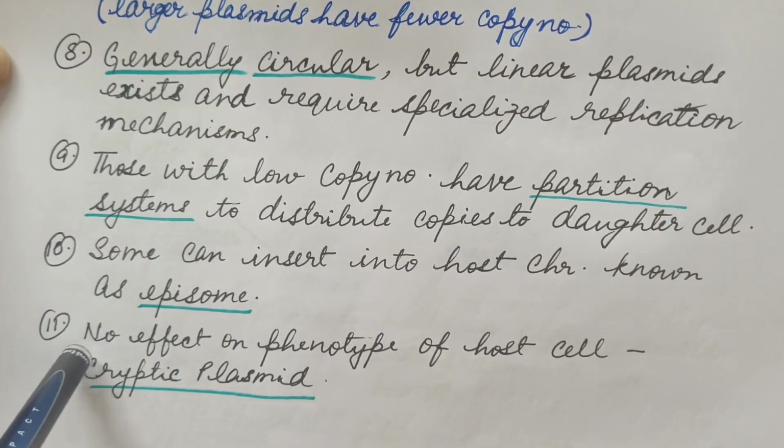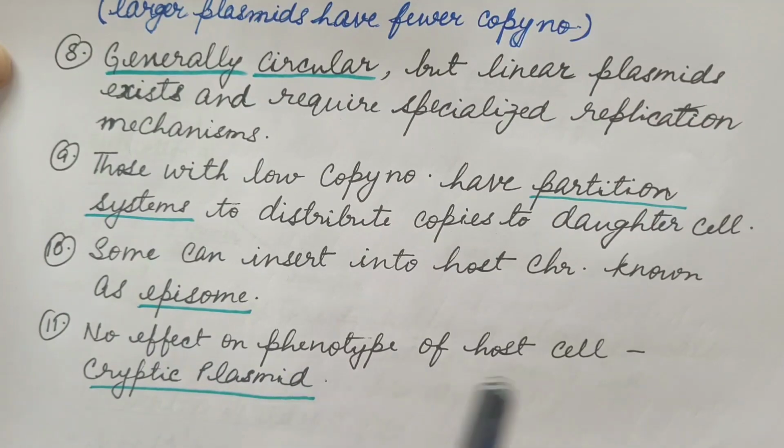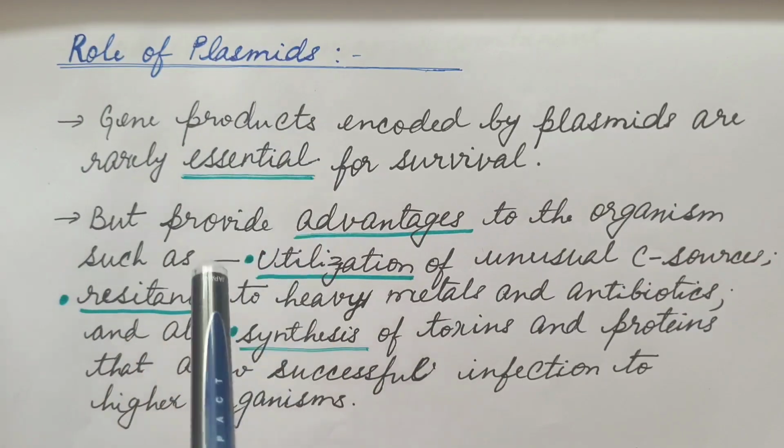There are certain plasmids which have no effect on phenotype of host cell. These are known as cryptic plasmid. Now let us see role of plasmids.